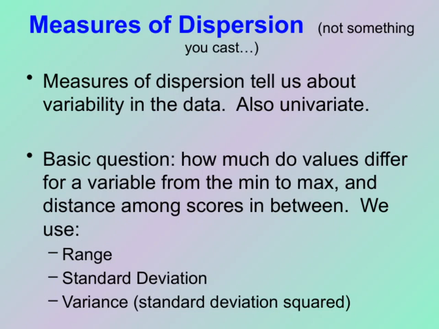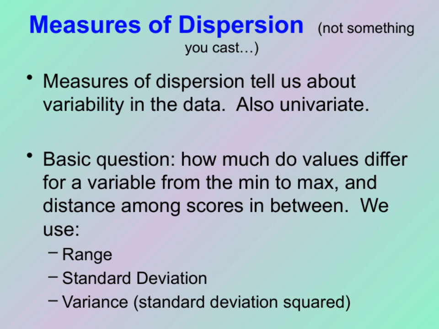Measures of dispersion really help us understand the variability in our data. They are also univariate, meaning they focus on one variable at a time. The basic question here is, how much do the values differ for a variable from the minimum to the maximum, and what's the distance among the scores in between? To answer that, we use several key tools.